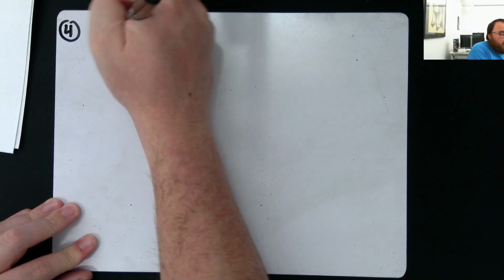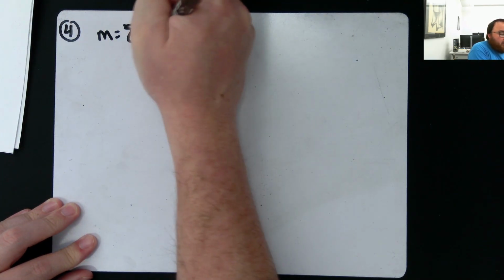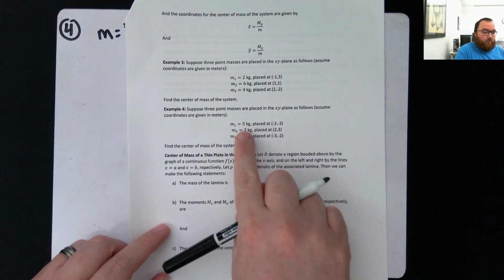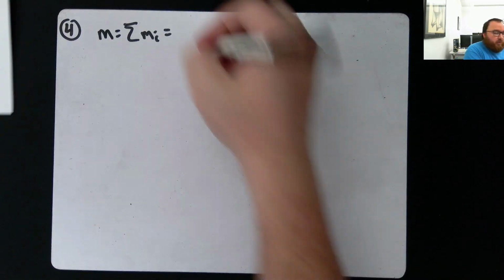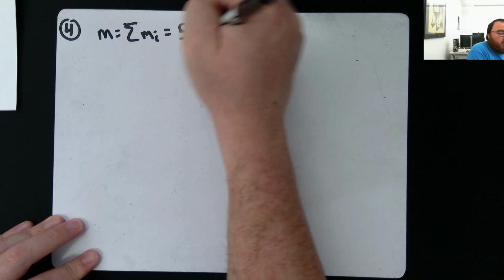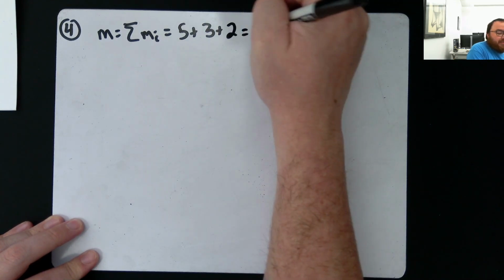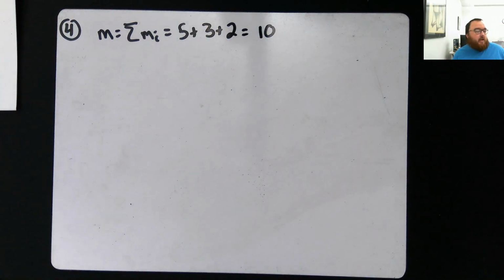First, the total mass, the sum of every mass. The masses are 5, 3, and 2, so 5 plus 3 plus 2. 5 plus 3 is 8, plus 2 is 10. So the total mass is 10.